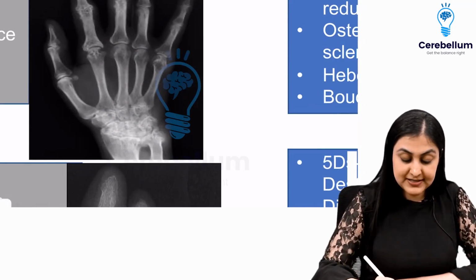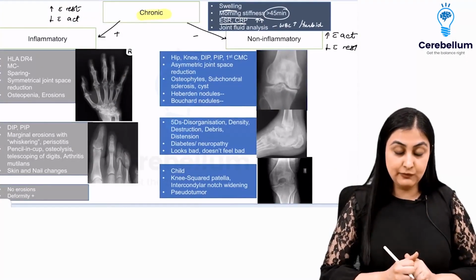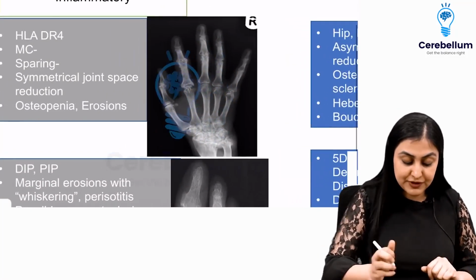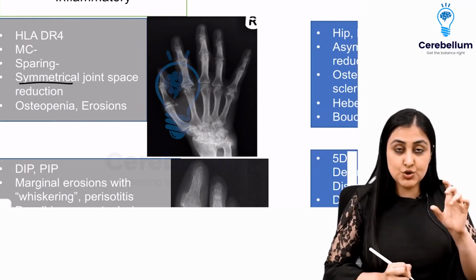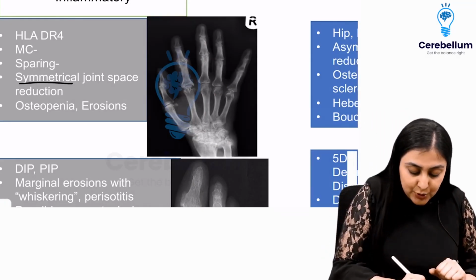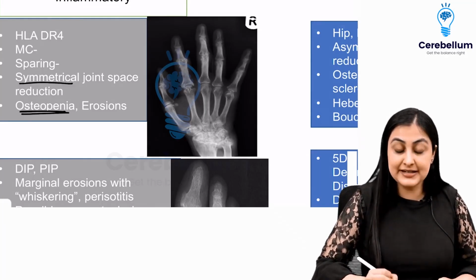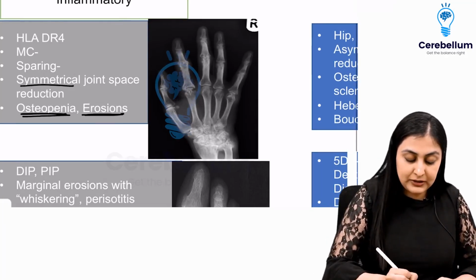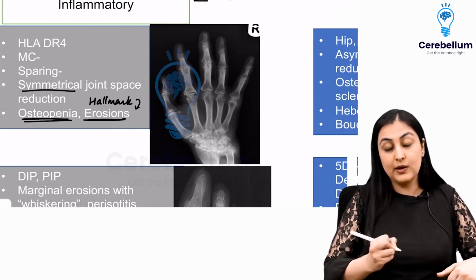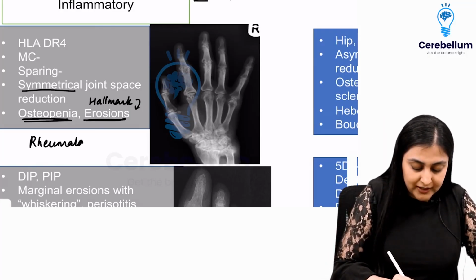small joints. There's a symmetrical involvement of the small joints wherein both the hands are involved and all of the joints are being involved in a symmetrical manner. So that's the first point. There is symmetrical joint space reduction, symmetrical joint involvement. Then you have a predominant osteopenia. You can see how the bone density is reduced and the hallmark here is erosions. There are marginal erosions. What am I talking about? Yes, we are talking about rheumatoid arthritis.